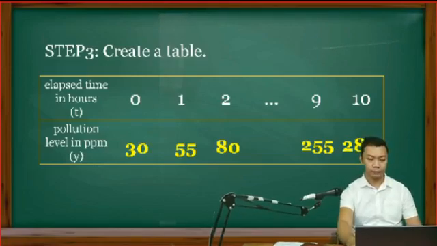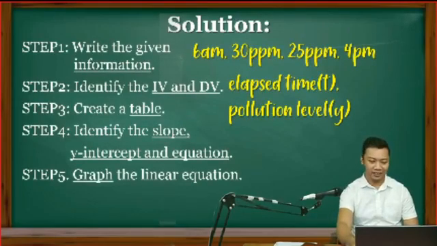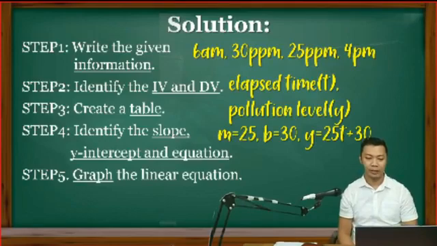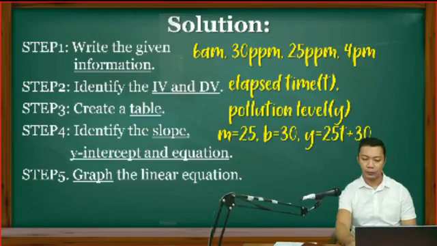Next. After having our table, we will now identify the slope, y-intercept, and the equation from our function. m is equal to 25 because that is the number multiplied for every hour lapsed. And b is 30 because at 6 a.m. we have now 30 ppm of air pollution. Please take note that our slope is a positive one because it grows linearly. So our equation is y equals 25t plus 30. There you go. Then let us have the graph.